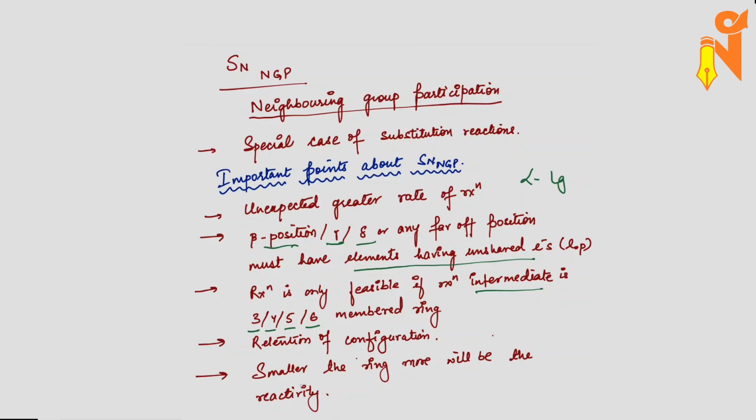Now the last point is, the smaller the ring as an intermediate which is forming, the faster will be the reactivity. So out of 3, 4, 5, 6 membered rings, the 3 membered ring is going to show the fastest rate of reaction. Now let me explain to you the structure of SNNGP. Basically what kind of conditions it can be.